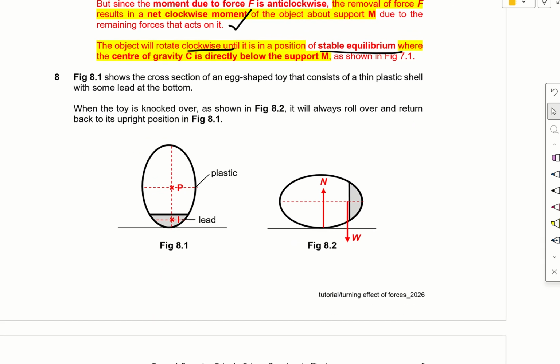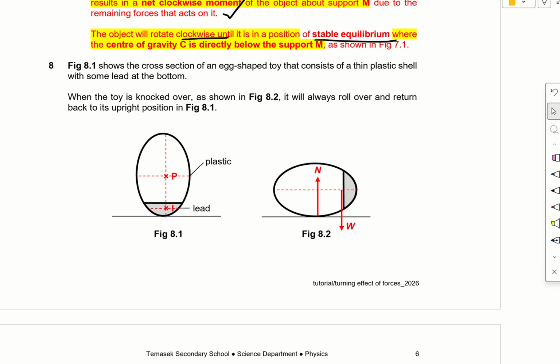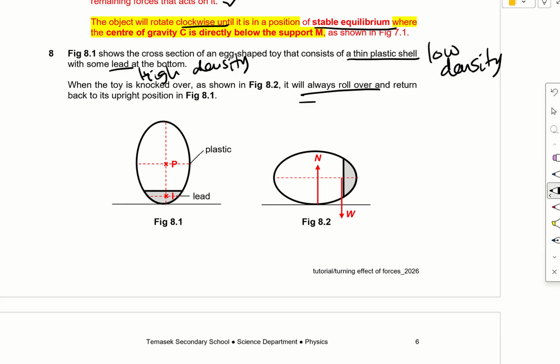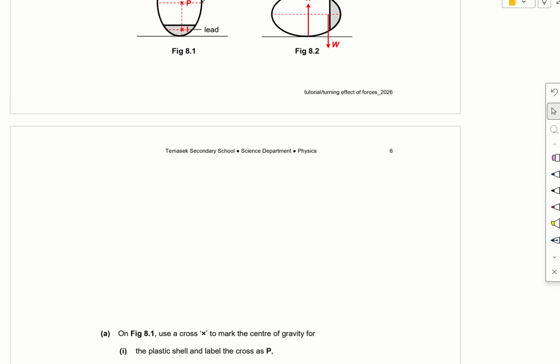Okay, question 8. Figure 8.1 shows the cross-section of an egg-shaped toy that consists of a thin plastic shell, which I know is low density. Okay, and then they have some lead at the bottom, which is high density. When the toy is knocked over, as shown, it will always roll over and return back to the upright position. So this is what they tell us. This is a kind of toy. They want us to label.